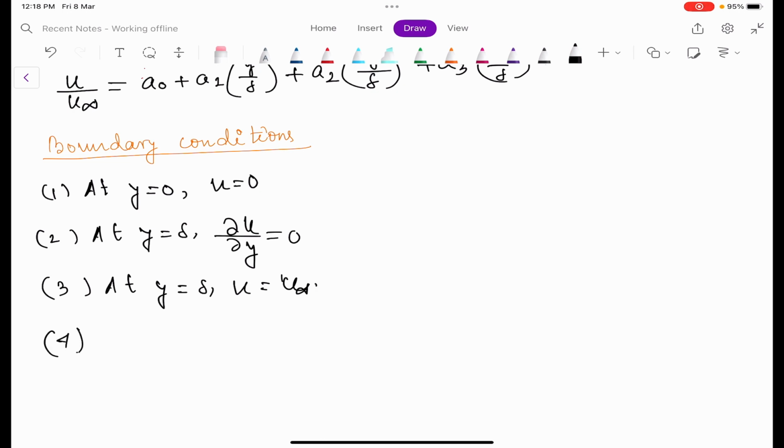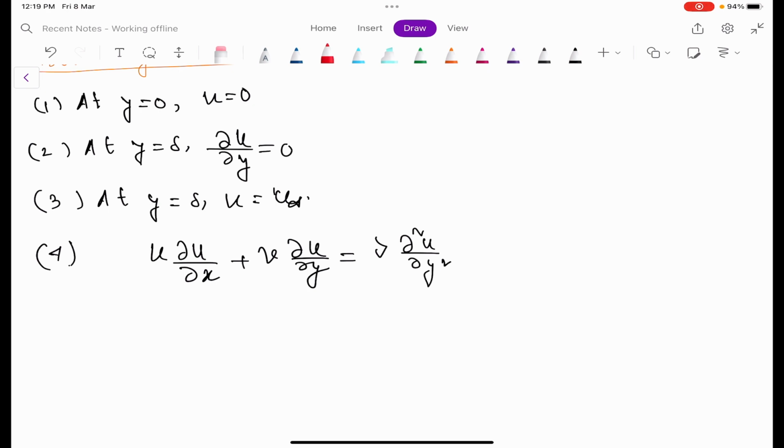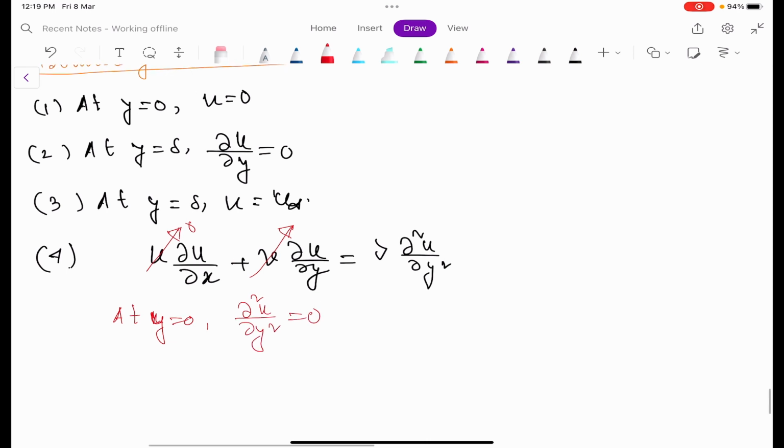See, the governing differential equation was u into del u del x plus v into del u del y equal to nu into del square u del y square. Now at y equal to 0, u equal to 0 by no slip, v equal to 0 by no penetration. That means at y equal to 0 this must be 0. So this is the fourth boundary condition.